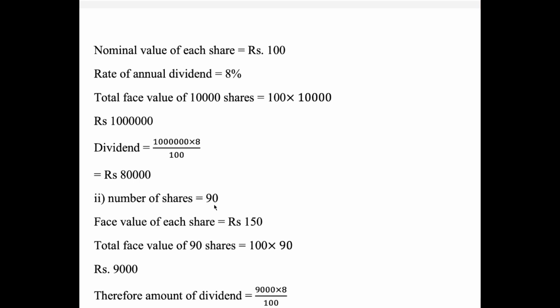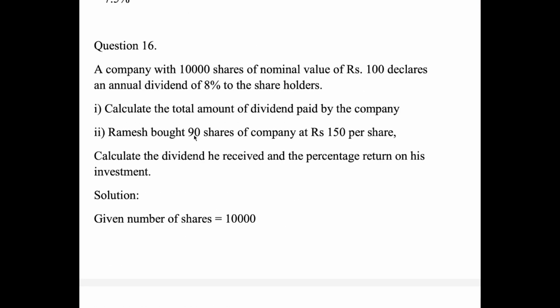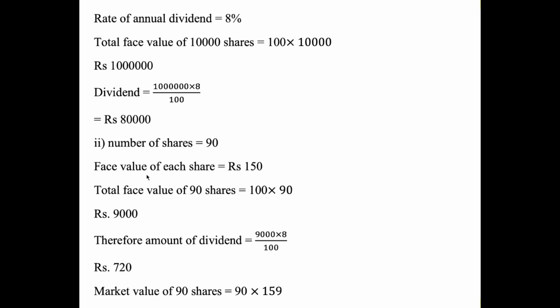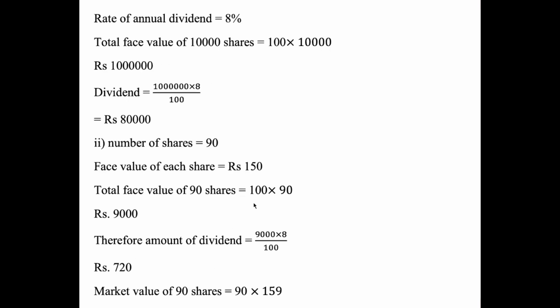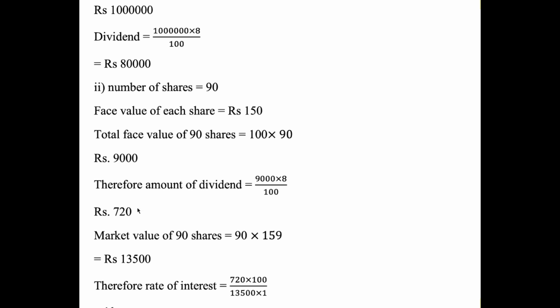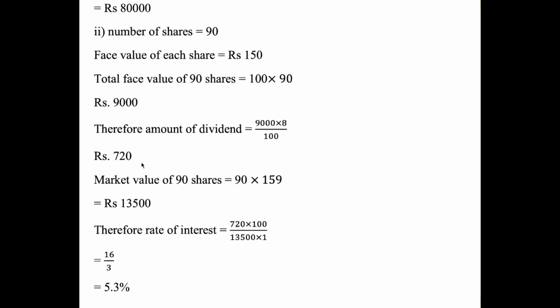Number of shares 90. See, it is in the question paper: face value of each share rupees 150. Actually, this is not face value, this is a market value. This is also a typing mistake. So total face value of 90 shares, 100 into 90, that is 9,000 rupees. Therefore the amount of the dividend, 9,000 into 8%, comes to rupees 720.